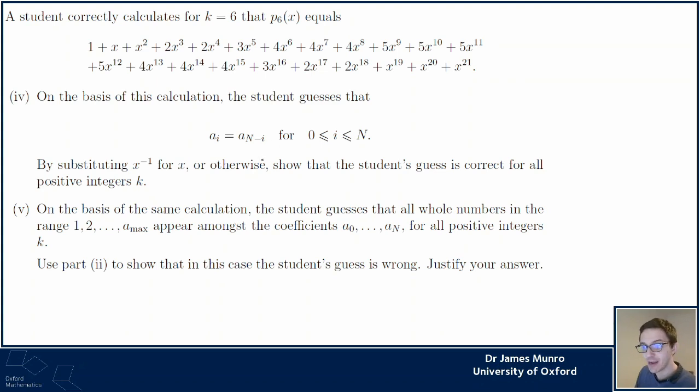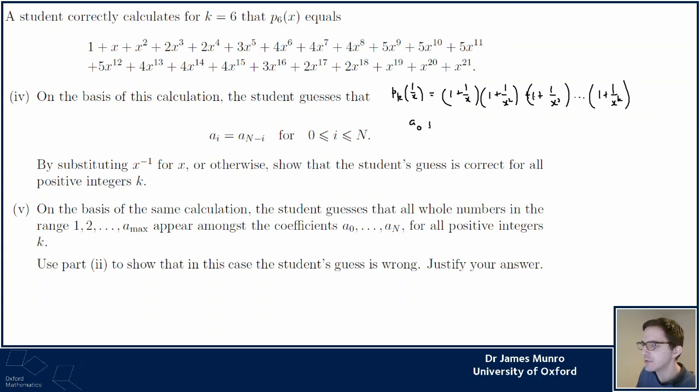We're going to prove that this is correct by substituting 1 over x for x. So if I go back to that original expression, and I think about p_k of 1 over x, well, that's (1 plus 1 over x) times (1 plus 1 over x squared) times (1 plus 1 over x cubed) times (1 plus 1 over x to the k). That's just what p_k of 1 over x means. But it's also going to be equal to a_0 plus a_1 times 1 over x plus a_2 times 1 over x squared plus dot dot dot plus a_N times 1 over x to the N, big N, because that's what you get if you plug in 1 over x on the right-hand side.